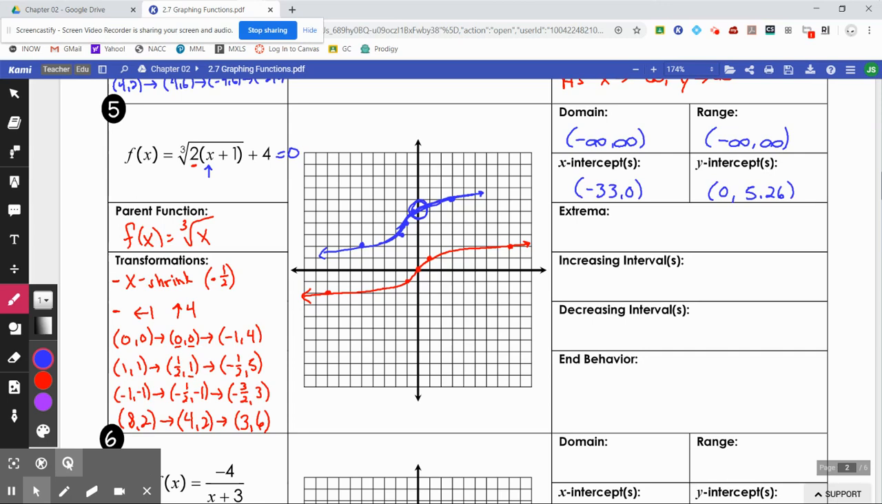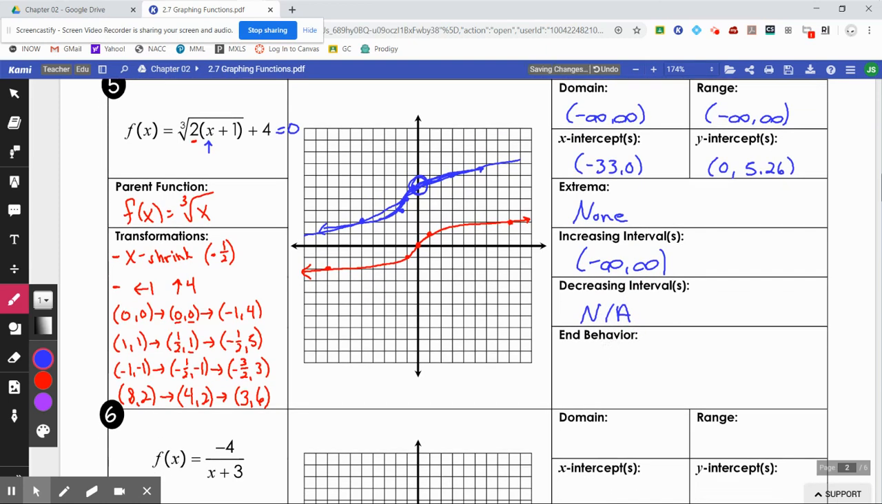Okay, your extrema, the highest or lowest point. Notice that it has no maximums or minimums because there are no high or low points on the graph. It continues up and down forever. So there are none. We'll just put none instead of not applicable. Increasing intervals from left to right, it always goes uphill. So therefore, it is always increasing and it is never decreasing, not applicable.